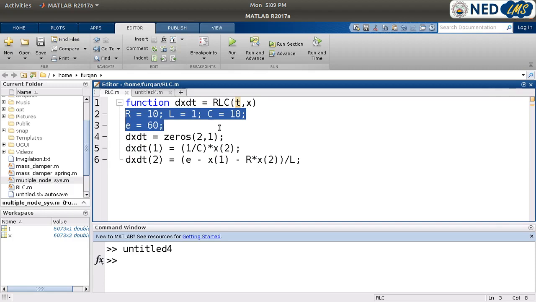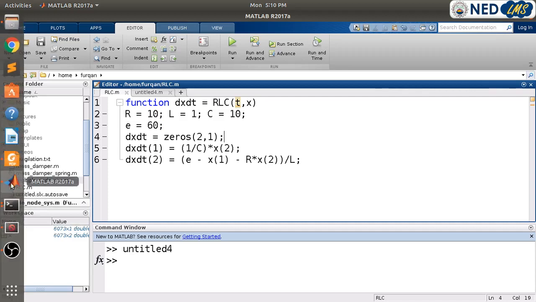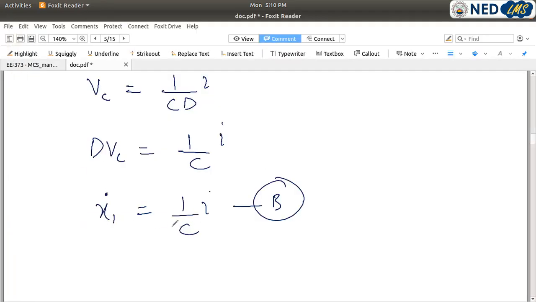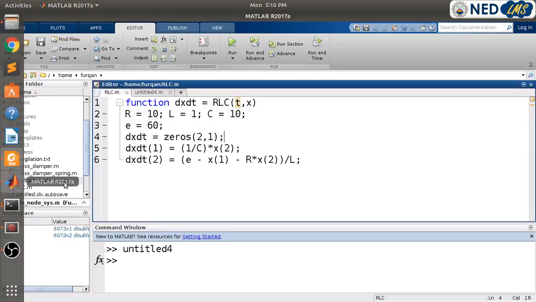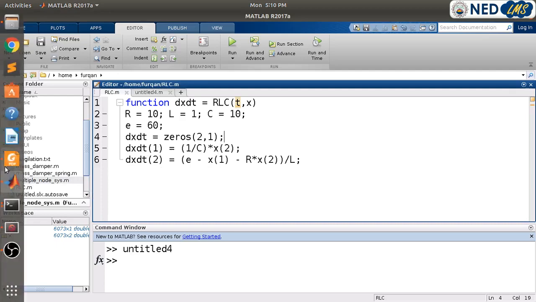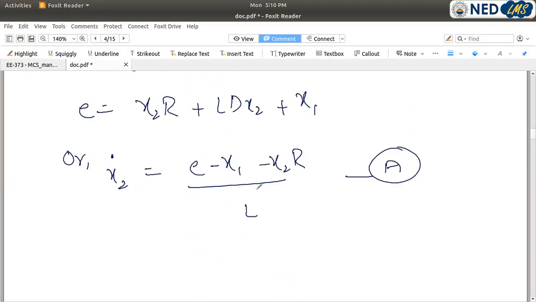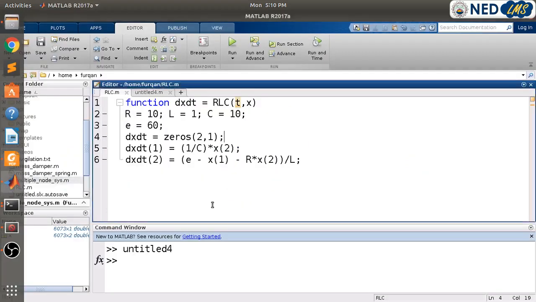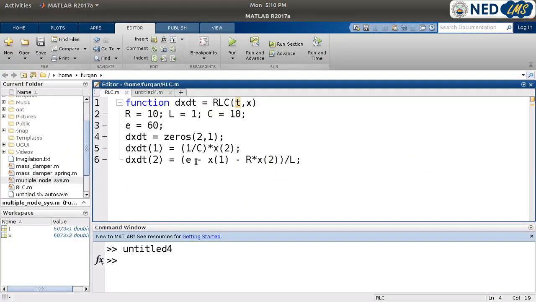Now since we have two state equations, I have created a matrix of 2 rows and 1 column. I considered the first state equation, x1 dot is 1 over C times i. So dx dt 1 is equal to 1 over C multiplied by x2. Similarly, the second state equation x2 dot: dx dt 2 is equal to E minus x1 minus R into x2, whole divided by the inductance, which is L.